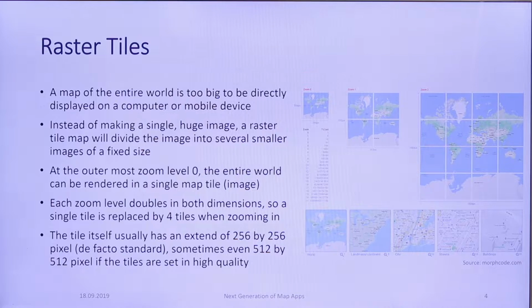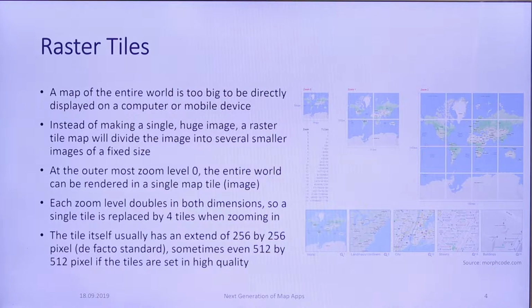So Google did the following thing. They used a concept called raster tiles. With this concept, the whole map is divided into smaller pieces, like you can see here on the side of this slide. The smaller pieces are called tiles, and when we're talking about raster tiles, every tile is an image. Normally it's a PNG.